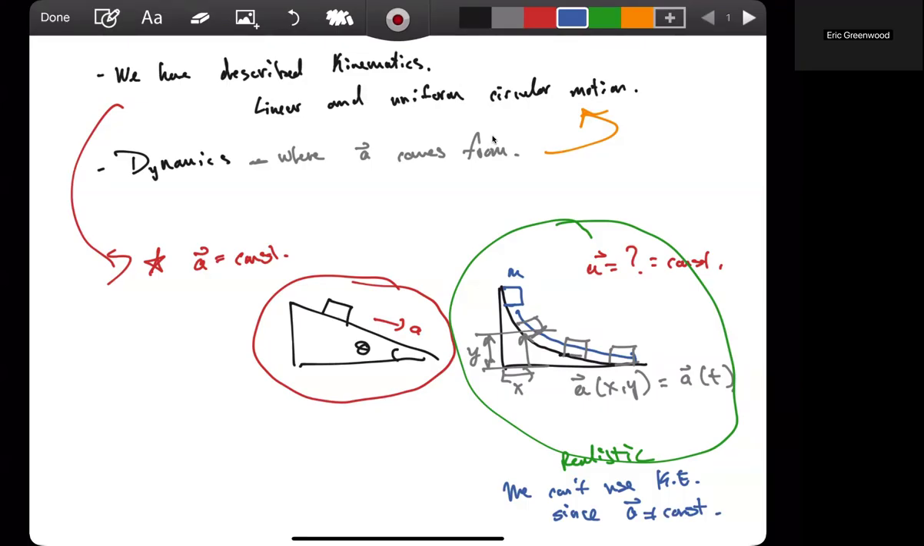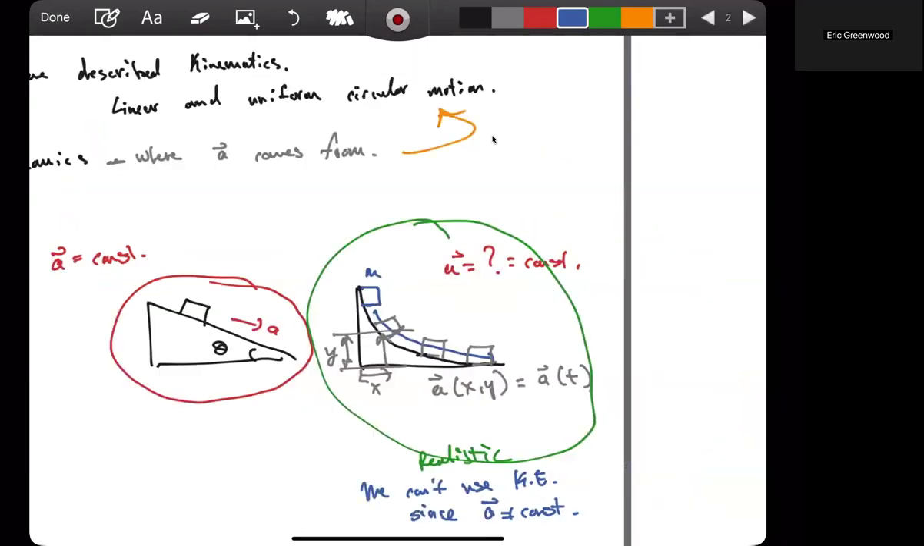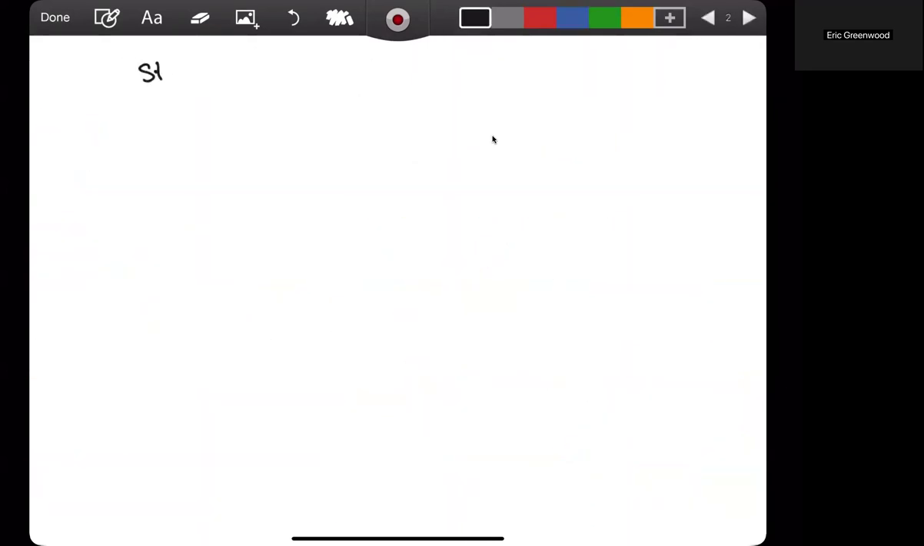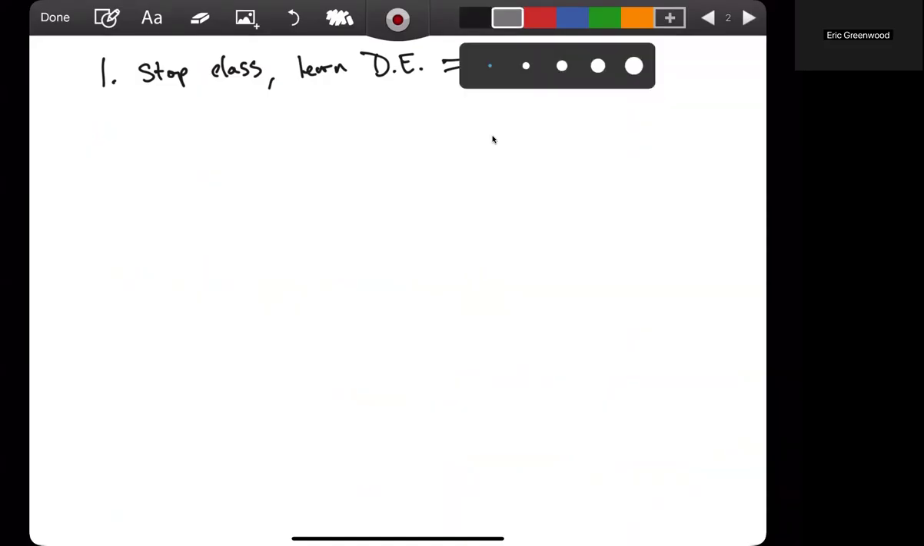There are two ways we can do this. Option number one: we can stop class now, and I can send you to go learn differential equations, which you have to go through a couple more math classes before you get there. Then after you learn differential equations, you come back to my class, go back to Physics 205, and learn how to do this by solving a differential equation. Now, that's not exactly practical, and that's not the way the class is set up.